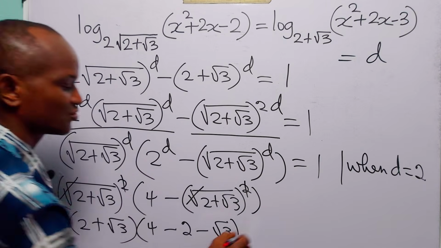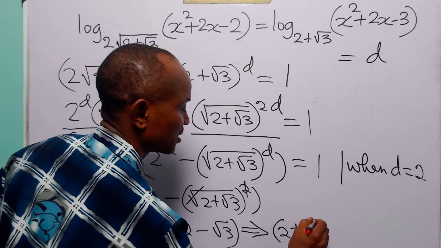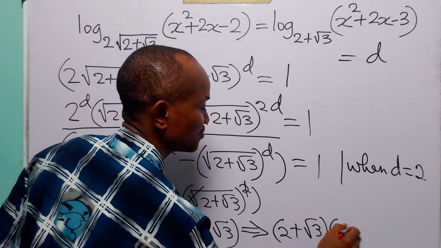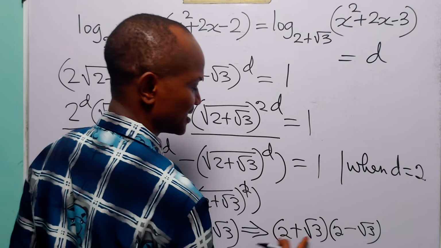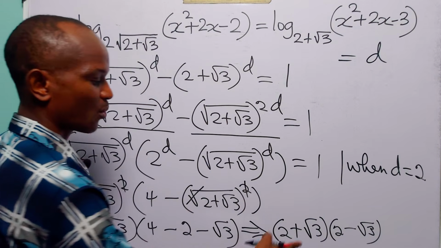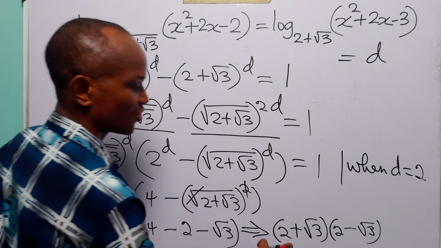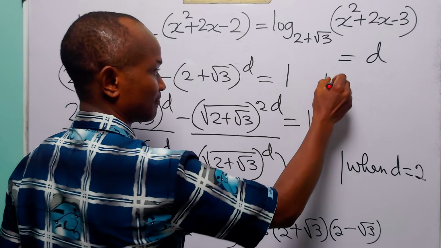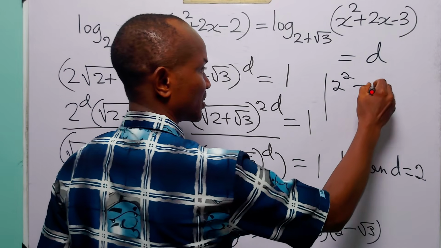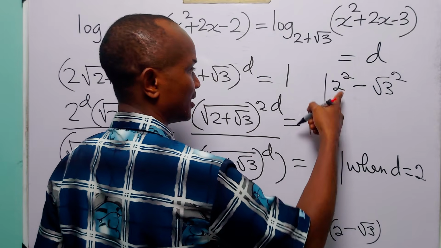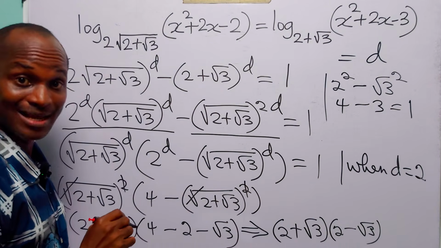4 minus 2 is 2. So from here, we have 2 plus root 3 times 2 minus root 3. And of course, you can see that these two are conjugates. So when we multiply this by this, we get the difference of two squares. So this is the same as 2 squared minus root 3 squared. 2 squared is 4. Root 3 squared is 3. 4 minus 3 is equal to 1.